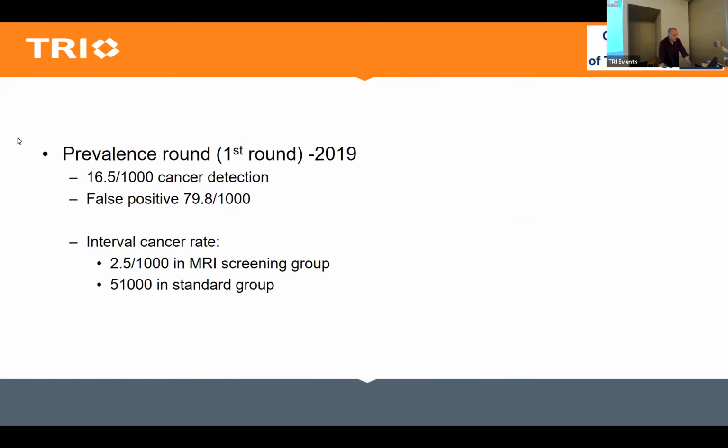From the first round, the prevalence round, so this is how many cancers the group of people who had not yet been screened by MRI had, 16.5 per 1,000, with a false positive rate of 80 per 1,000. The interval cancer rate in the MRI group, 2.5 cancers per 1,000 appeared before the next MRI screening test, as compared to 5 cancers per 1,000 in the mammogram group. So that implies that the MRI was finding more cancers than the mammograms were.